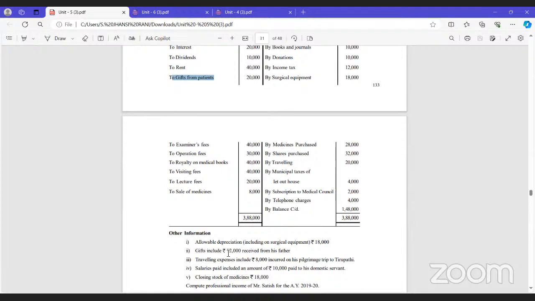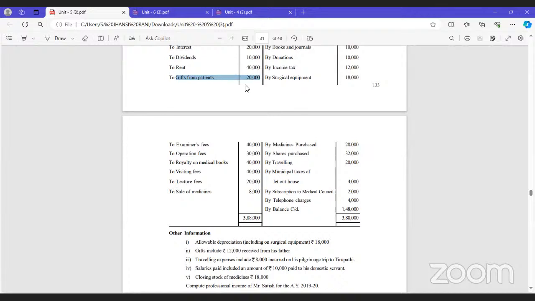So here, in professional income also, you should be able to find out whether whatever is given to us in the question is a professional receipt or a personal receipt. If we do not read this point, we will understand the total 20,000 as a professional receipt. But is it so? No. Why? Because 12,000 is received from his father, which is a personal thing. So gifts from patients is only rupees 8,000.